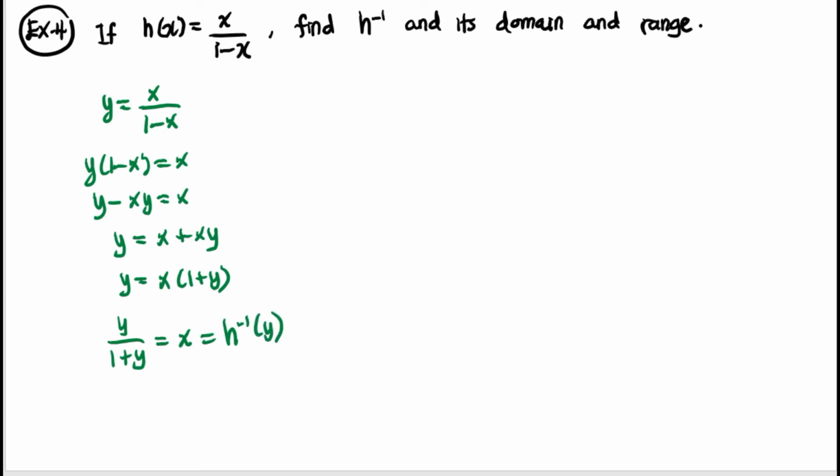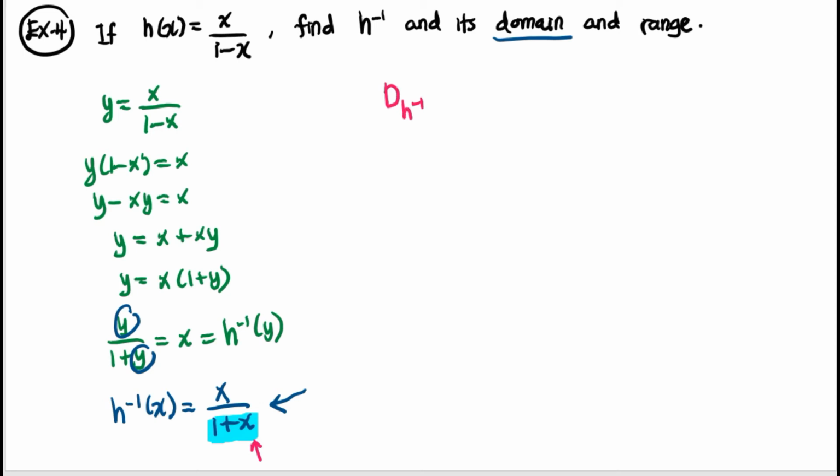So we know that this x is actually the H inverse of y. So what if we want to write H inverse of x? We have the variable y being changed to x. So x over 1 plus x. Now, to find the domain of H inverse, you just look at this function H inverse. You can substitute with any values except, because this part cannot be 0, you cannot substitute with -1 here. Therefore the domain of H inverse is any number except -1. So negative infinity until -1 union with -1 until infinity.